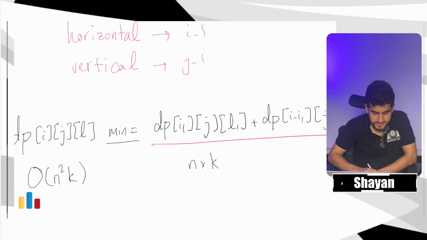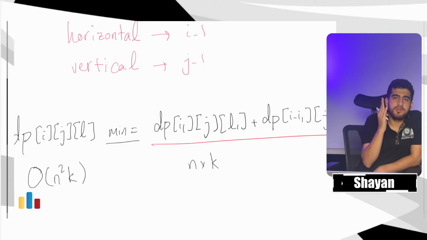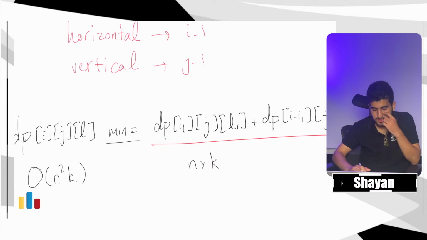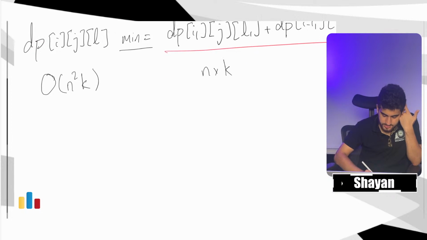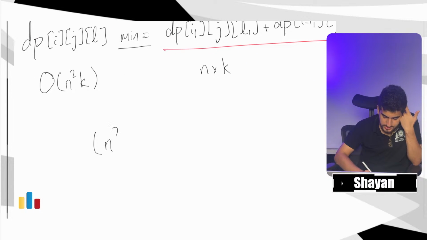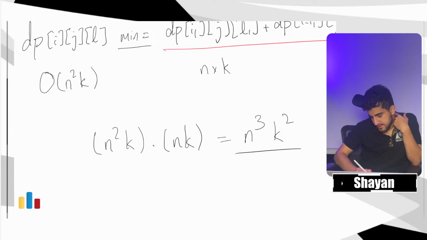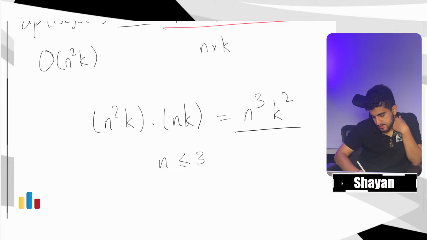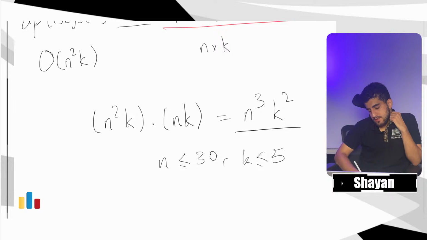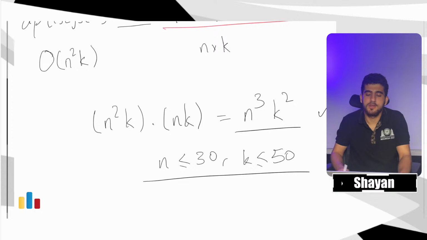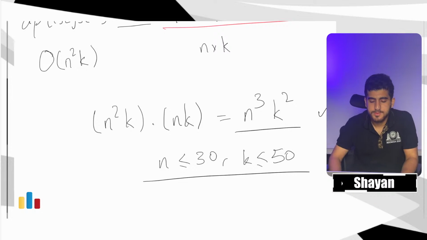I also do the same thing for vertical cuts. For vertical cuts, I have at most m choices as well. M is also like n, the constraints of m and n are the same. So that one is also n by k. So my total time complexity this way is going to be n squared k times nk, so it's going to be n cubed k squared. And with the limits that I have, that n is up to 30 and k is up to 50, this is going to work. So I solved the problem with time complexity n cubed k squared.